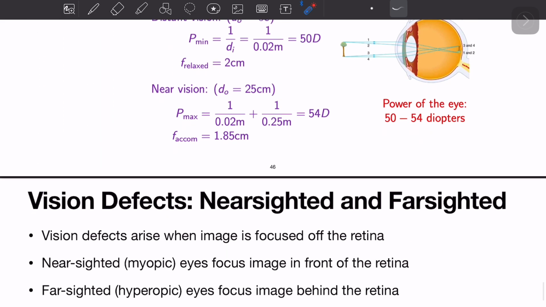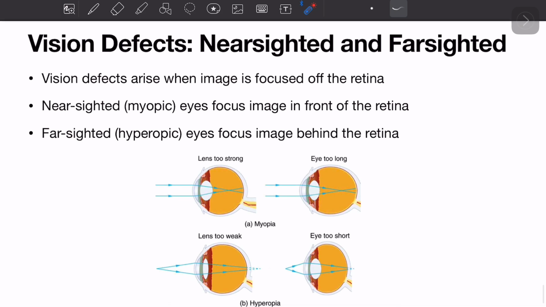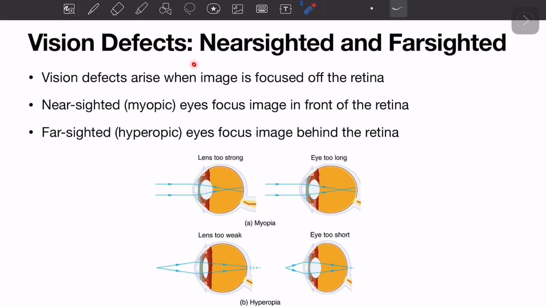The next thing we'll talk about is vision defects. So maybe some of you are nearsighted or farsighted, maybe you have 20/20 vision. What does it mean to be nearsighted and what does it mean to be farsighted? Let's talk about that next.